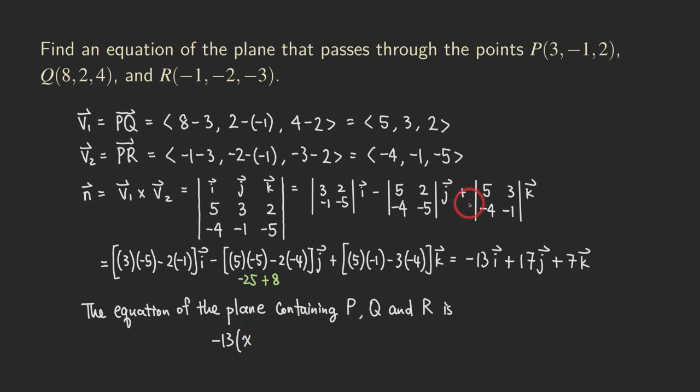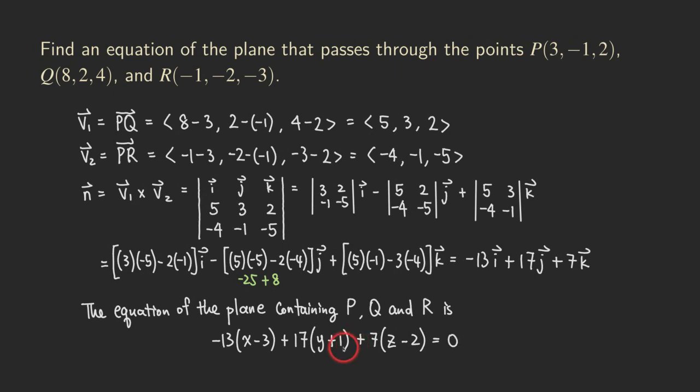Now, we actually need to use one of the points. It would be a good idea to just use the P, right? It doesn't matter which one that you use, it will just be the same equation. So we have x minus 3, okay? And then plus 17 and then y plus 1, because it should be y subtracting whatever y value that you have here, but you have y minus negative 1, so we get y plus 1. And then plus 7, that's the coefficient of the z. And then that would be z minus 2. And then that's equal to 0.